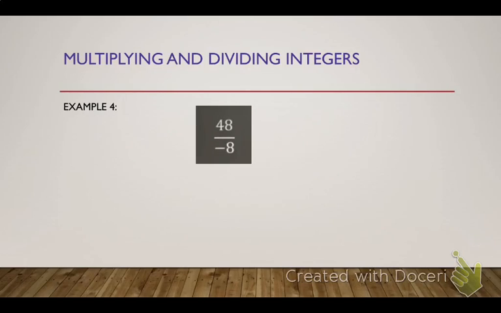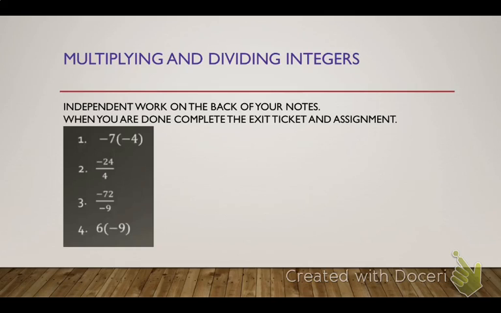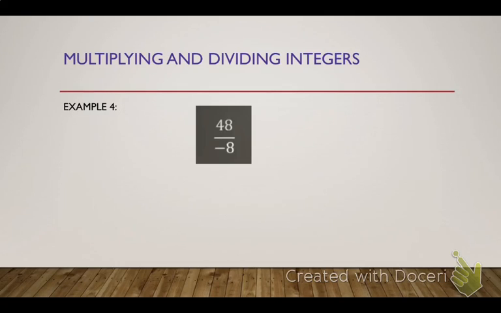Okay, and the last one, example 4. Whoops, I'm so sorry. I do this every time. I got to stop. Make sure I got my pencil on. There we go. So we got example 4, and we got a positive 48 divided by negative 8. So we got negative, negative, positive.